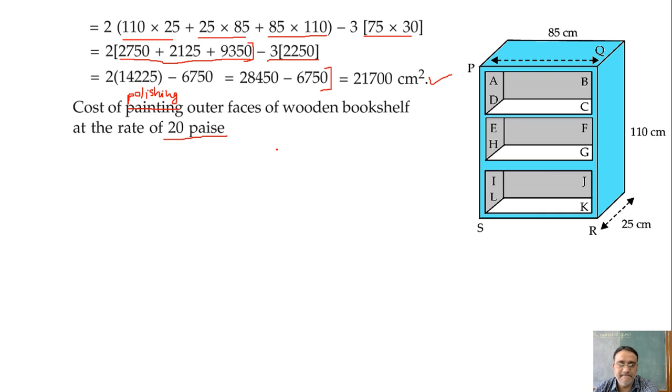1 by 5? 20/100 is 1 by 5. Right. So 1 by 5 into 21,700. So if you divide, you will get 4,340. Right. So this is the total cost for polishing.